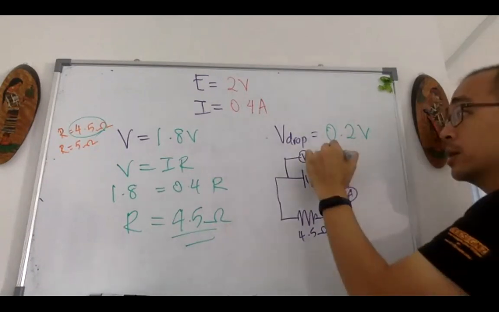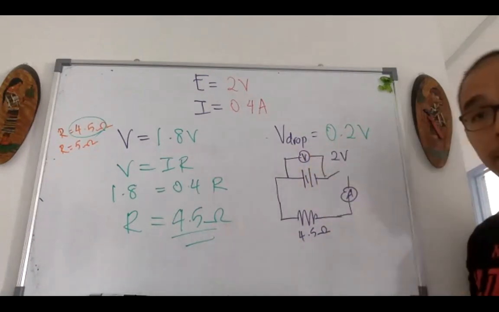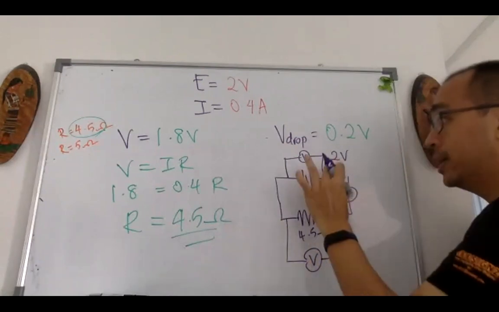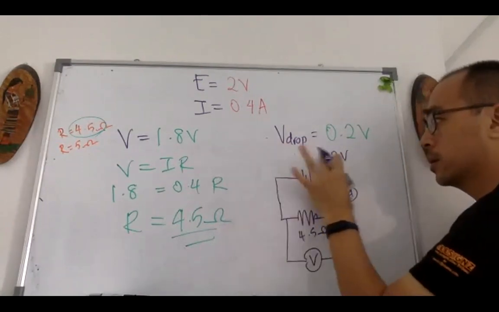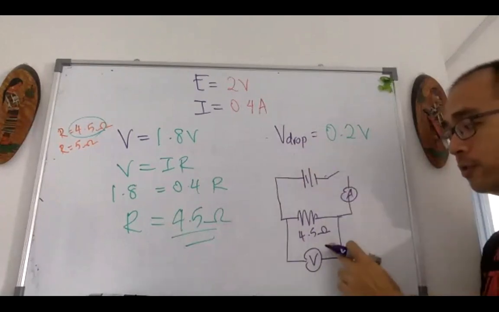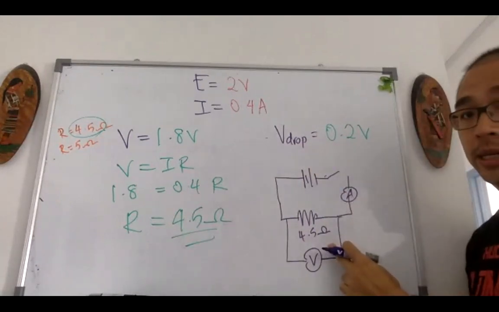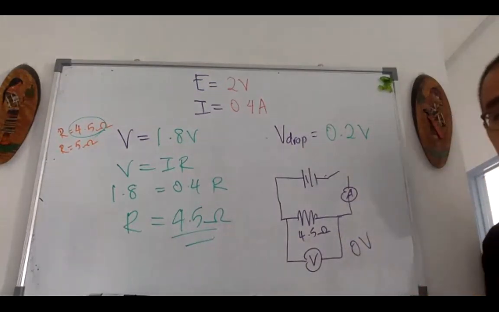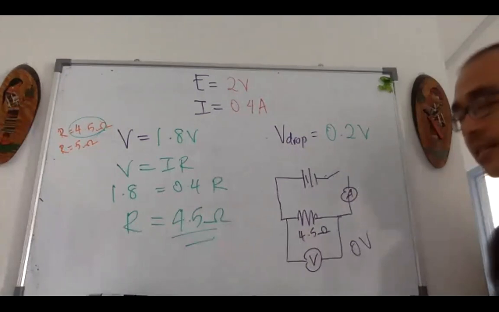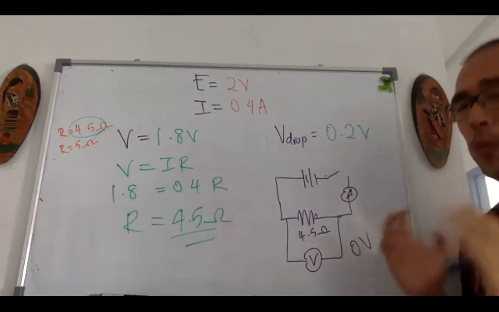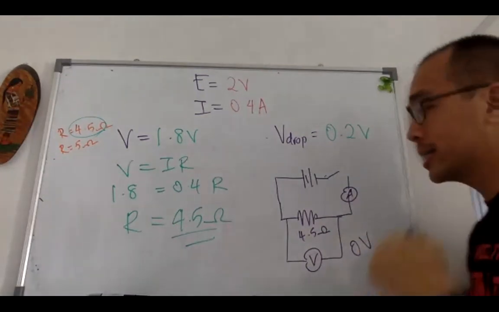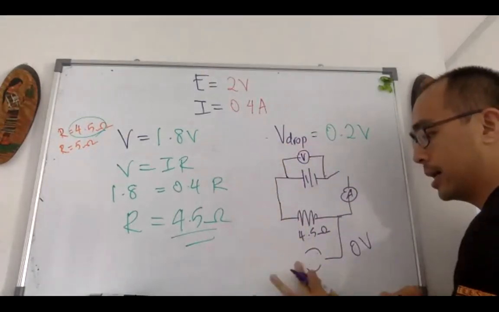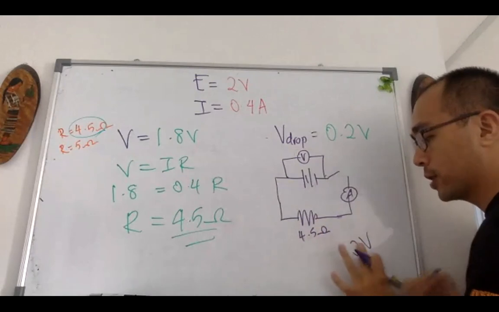My reading here will be 2 volts. That's correct. But if my voltmeter is here in an open circuit, what is this reading? This will be 0 volts, because the current is not flowing. Because the question doesn't state where they put the voltmeter, we're going to assume that the voltmeter is here, because this is related to internal resistance and electromotive force.